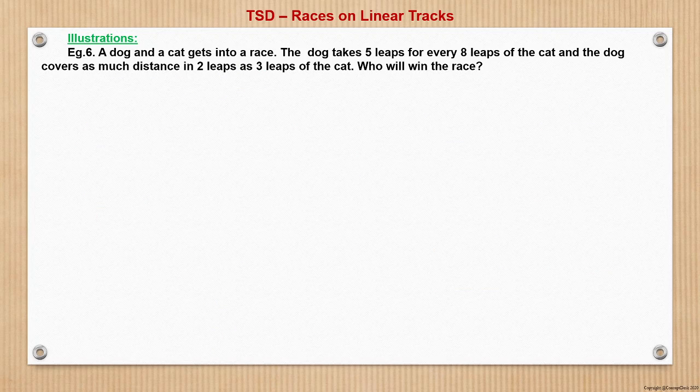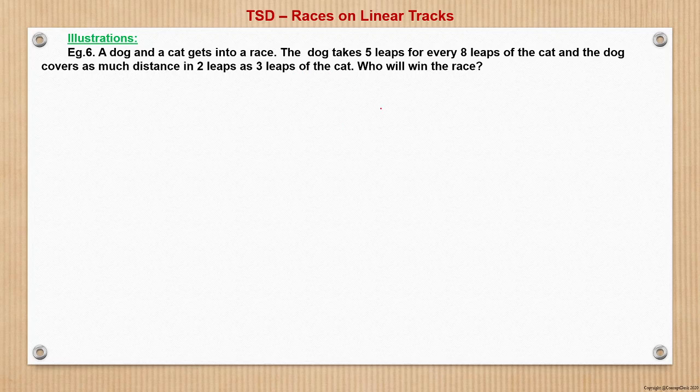Now this type of problem we have already seen, but just to bring in the concepts of races on a linear track, again we have taken this up here. So the question says a dog and a cat get into a race. The dog takes 5 leaps for every 8 leaps of the cat, and the dog covers as much distance in 2 leaps as 3 leaps of the cat. Who will win the race?